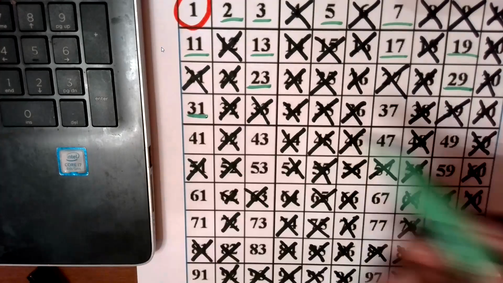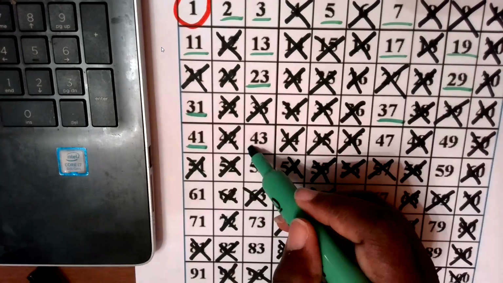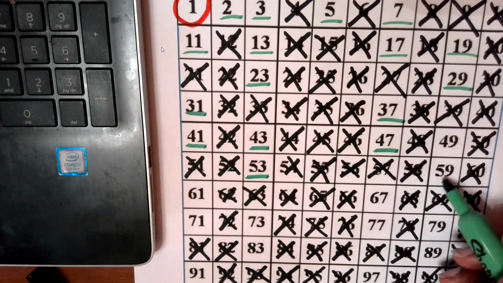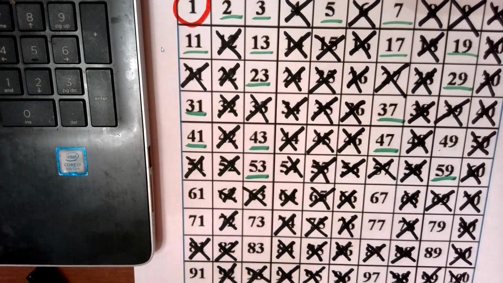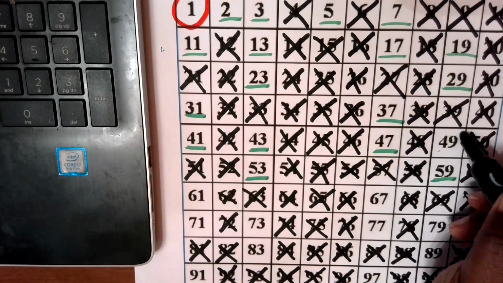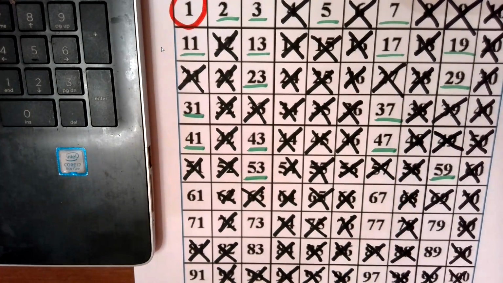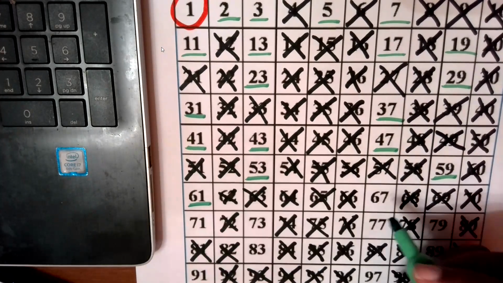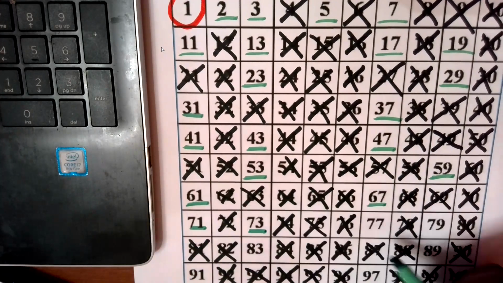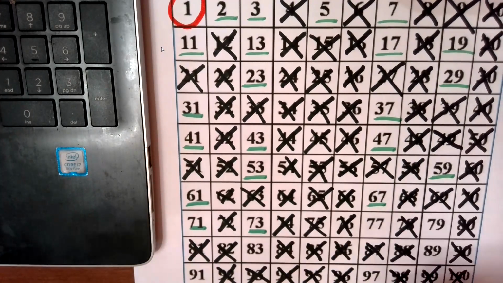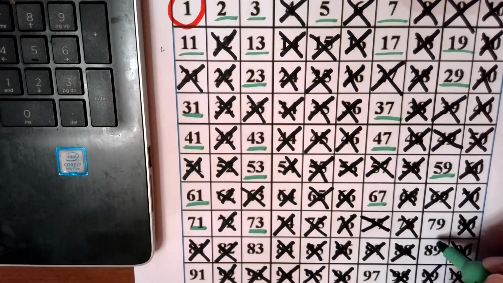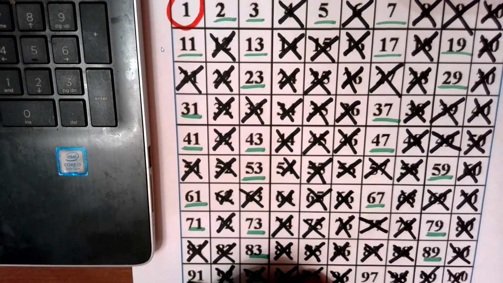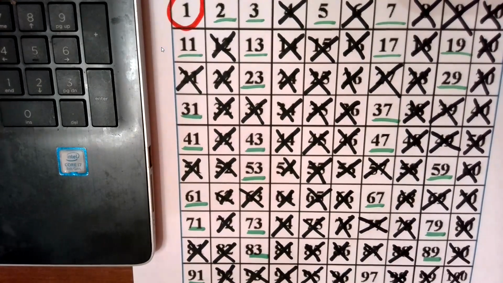The same with 29, 31, 37, 41, 43, 47, 53, 59. I'm not sure why 49 is still on here, because 7 times 7 is 49. So that cannot be a prime number. 59, 61, 67, 71, 73, and again, 11 times 7 is 77, so 77 shouldn't be on here either. But 89 is prime. Also, 79 is prime. 83 is prime. 91 is prime, and 97 is prime. So these are prime numbers.